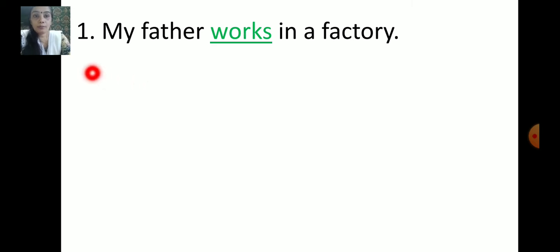Number 1. My father works in a factory. Here the word works is underlined. It is the action word. It shows the action done by the father. So works is the action word, and it shows the action done by the father. So they are called action verbs.